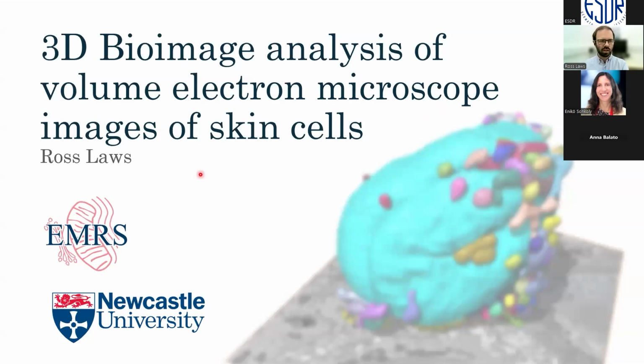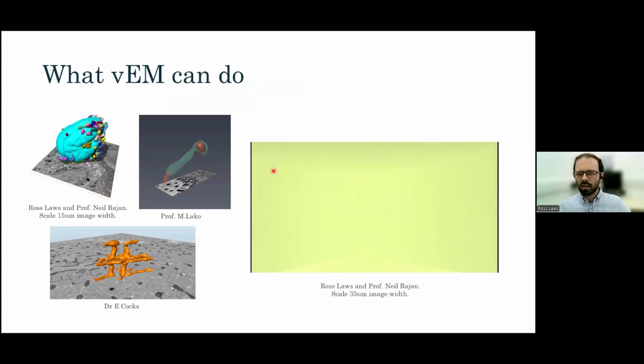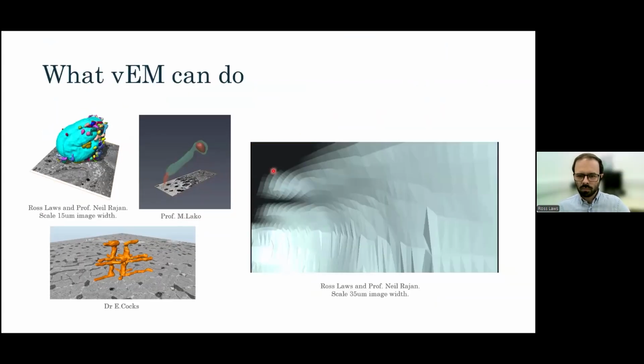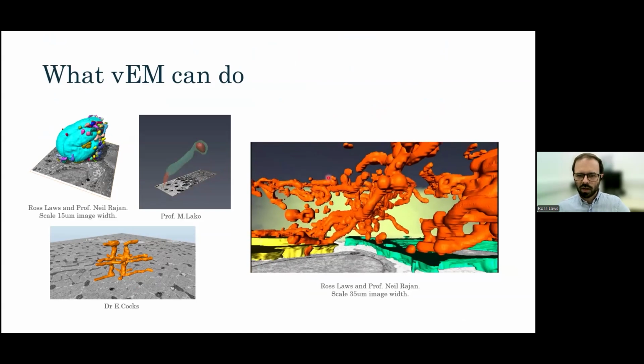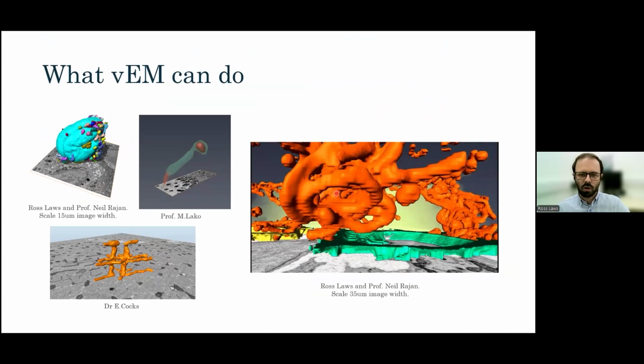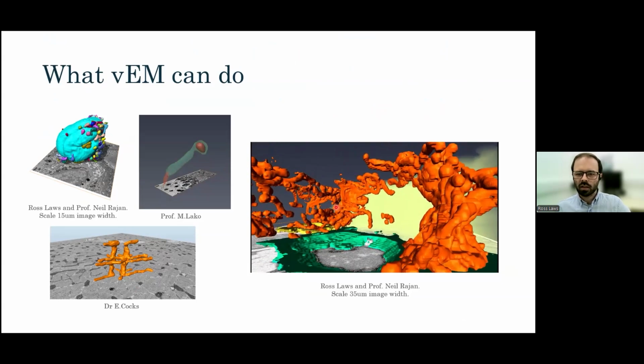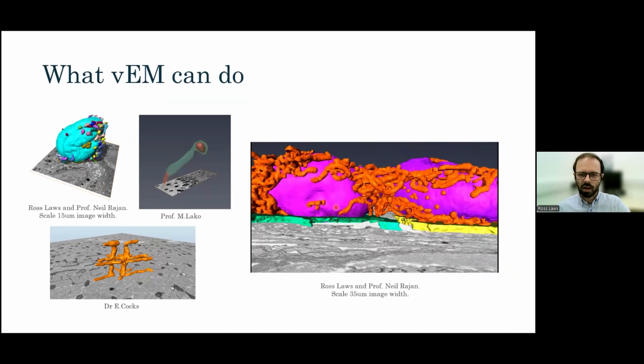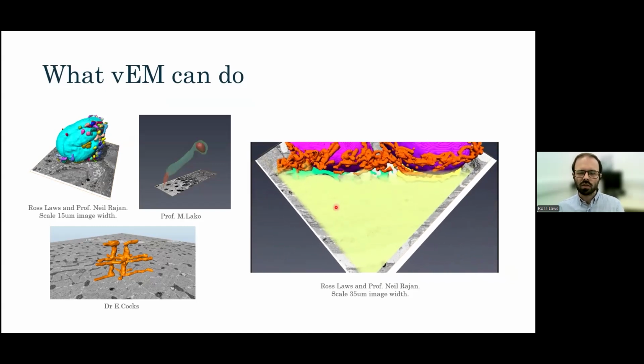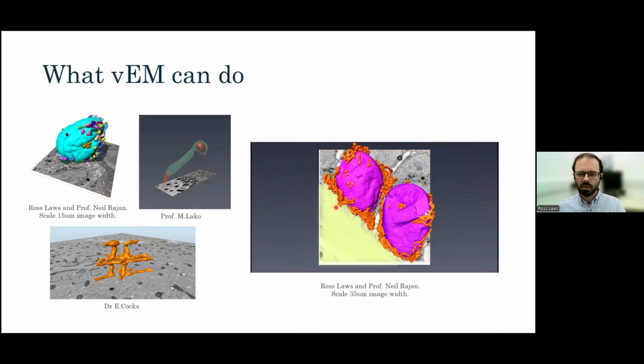To start, just to introduce the topic I'll be talking about, I'm going to be covering 3D bioimage analysis of volume electron microscope images of skin cells today. Just to give you an idea of what Volume EM can do, the video on the right-hand side is just a fly-through of some of the cylindroma tumor cell data that we are looking at in the cylindroma study. This is just to give you an idea of what you can do with visualizations of the data.